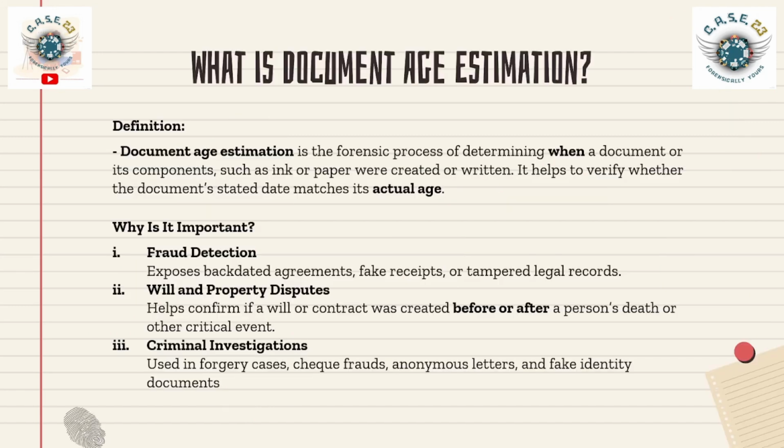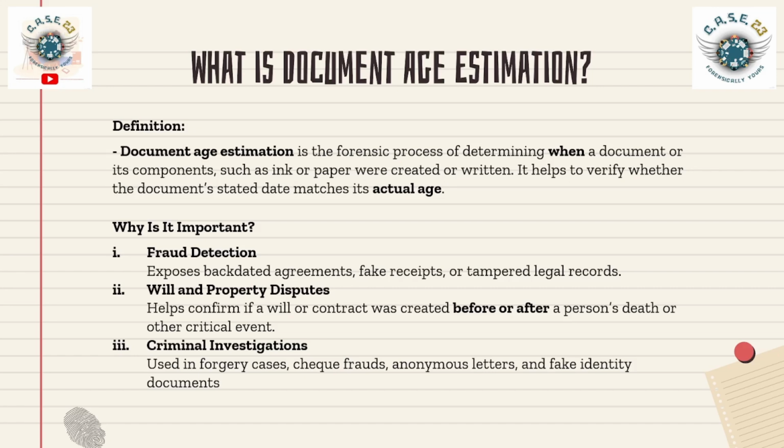So let me ask you, what is document age estimation? In simple words, it is a forensic method of finding out how old a document is, or more specifically, when the ink was written or when the paper was used. Just think, someone shows a contract that claims to be from 2010, but with proper analysis, experts find out that the ink or the paper is from 2022. That's a clear sign of fraud or forgery. So this technique is used to check whether the date mentioned in a document is true or not.